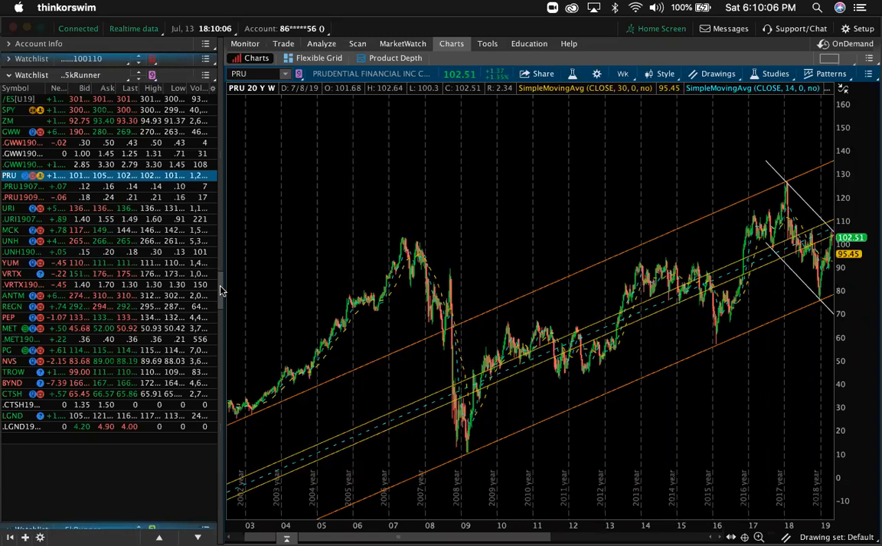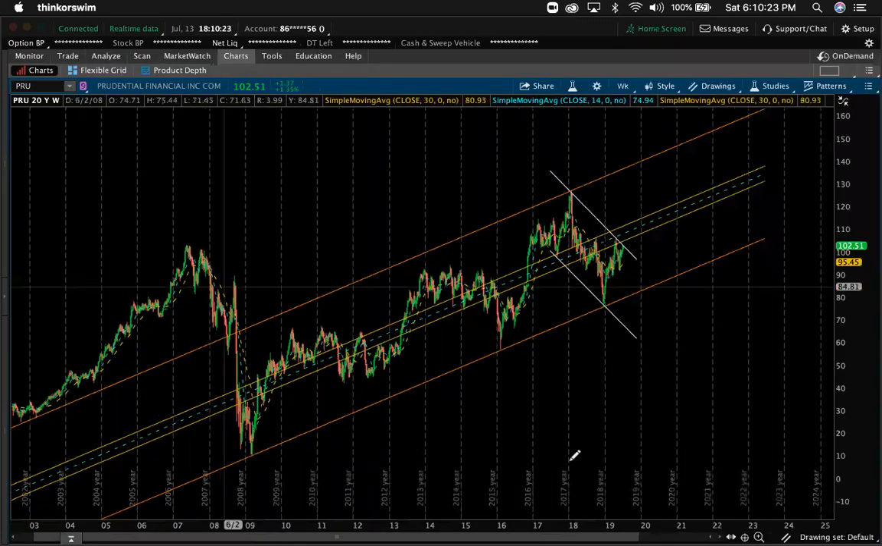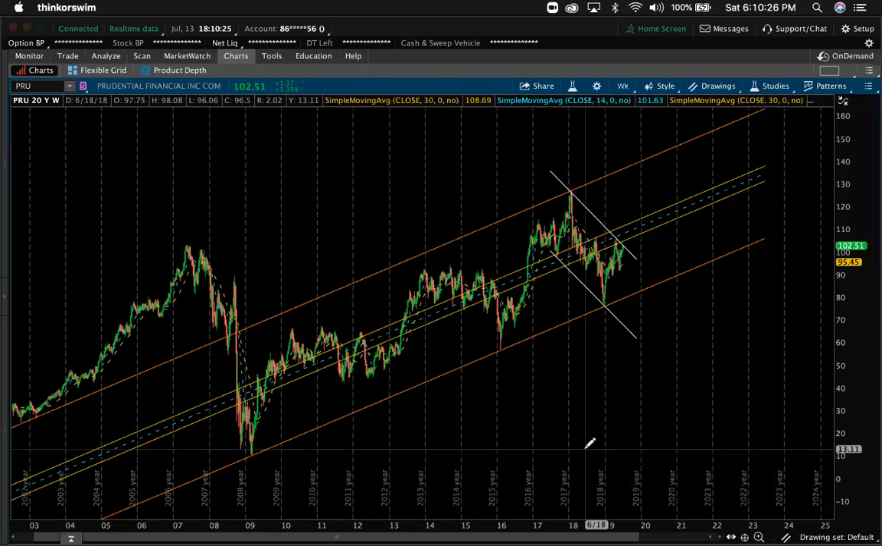Currently, what's up right now is PRU, my favorite setup going into next week, the week after next, and the week after that. I've been basically talking about banks and financials. We played PRU, we played MET. These are insurance companies, insurers. Currently have a beautiful, beautiful setup.